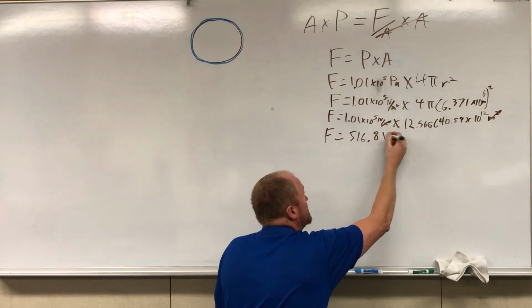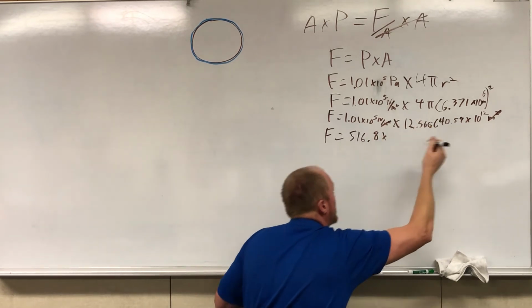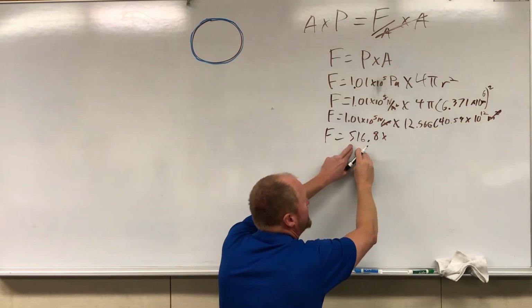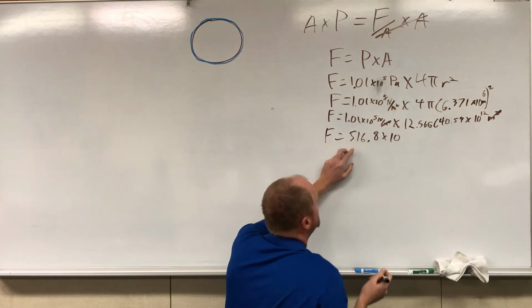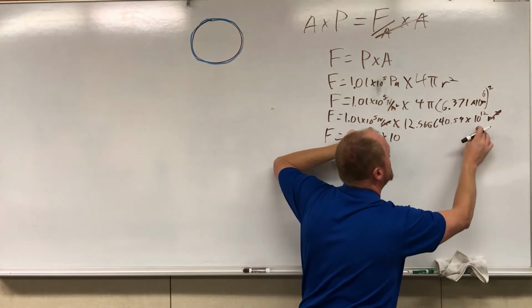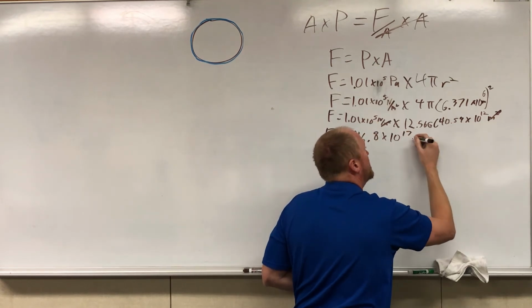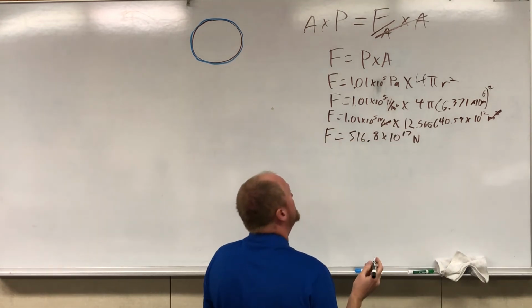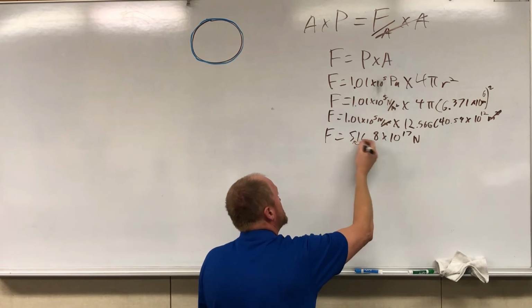That's 1.01 times 12.56 times 40.59. You multiply all those together, you get 516.8 times, scientific notation is so easy, 10 to the 5th times 10 to the 12th. You just add 5 and 12, so it's 10 to the 17th newtons. That's the only unit left. Okay? Now, got to put in scientific notation. 2 decimal points, right?